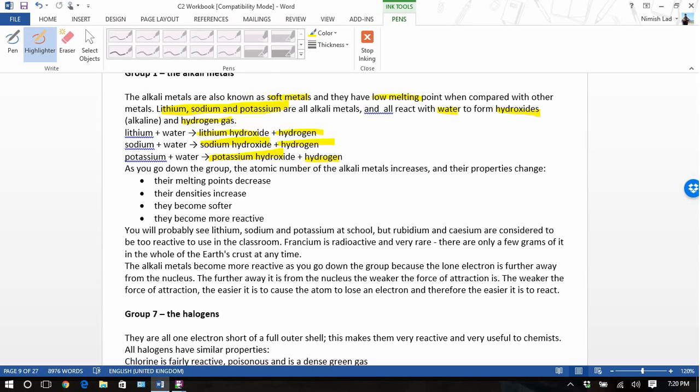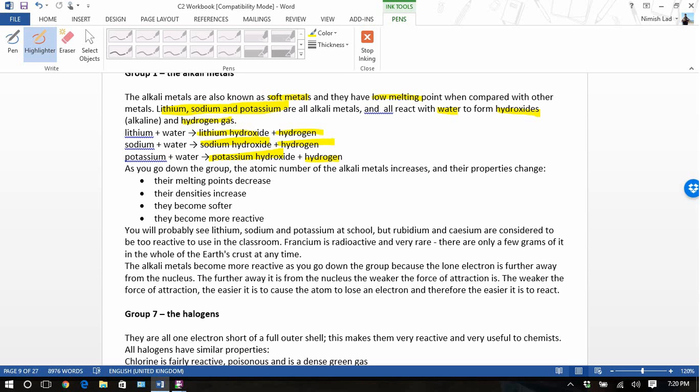You'll probably have seen lithium, sodium, potassium in a school lab, put in water and the reaction take place, but rubidium and cesium are considered to be too reactive in the classroom. Francium is also radioactive and really rare. It's only ever around in a few grams in the whole of the Earth's crust at any time. It's due to its half-life, which is very, very short, which you'll learn about in P2.